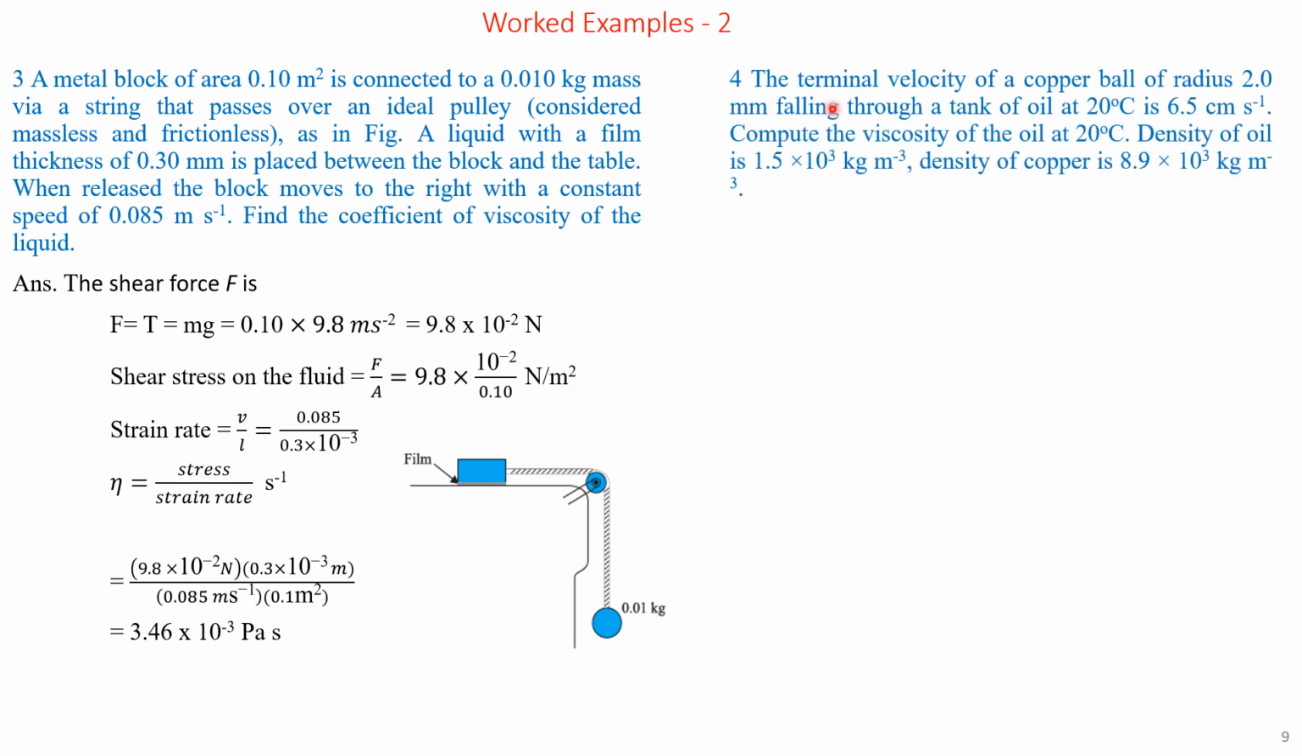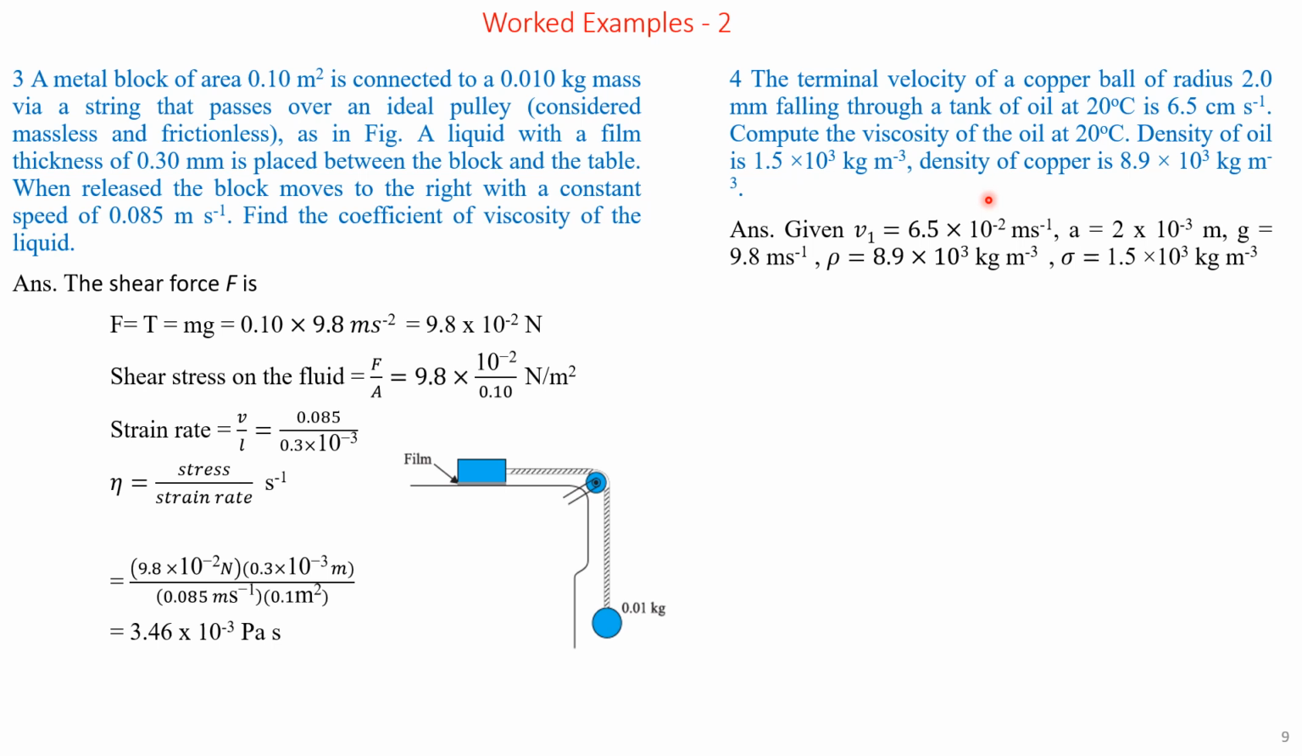Question number 4. The terminal velocity of a copper ball of radius 2 mm falling through a tank of oil at 20 degrees centigrade is 6.5 centimeters per second. Compute the viscosity of the oil at 20 degrees centigrade. Density of oil is 1.5 into 10 to the power of 3 kg per meter cube. Density of copper is 8.9 into 10 to the power of 3 kg per meter cube. Let us solve it.